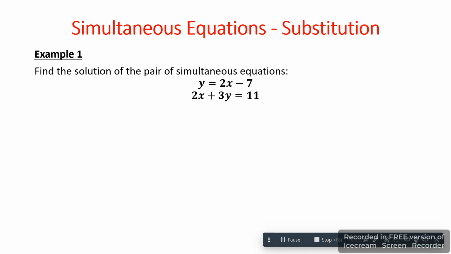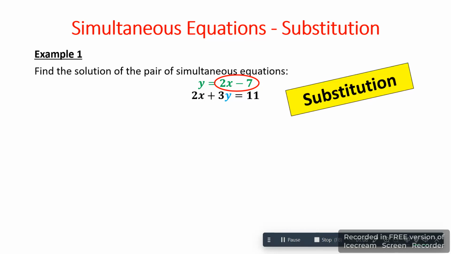Right, here's example 1. Find the solution of the pair of simultaneous equations. The first equation, y is equal to 2x minus 7, and the second equation, 2x plus 3y is equal to 11. Now, if we see a pair of simultaneous equations where one of the equations is written as y equal to something, we're going to grab that something, 2x minus 7, and we're going to substitute that into the y in the second equation. That's why the method is called substitution.